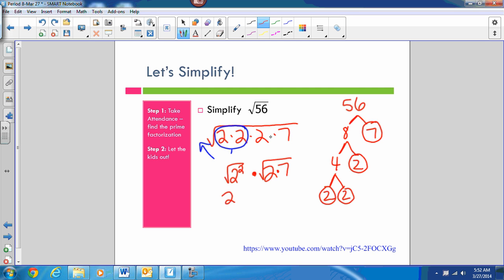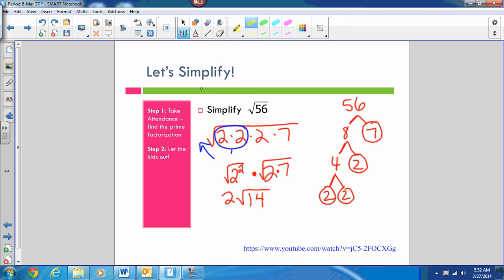Now, the 7 doesn't pair with the 2. They can't go out together. You have to have pairs of numbers. So the 2 and the 7 are going to end up staying inside. But this pair of 2's gets kicked out. We see one 2 outside, one pair of 2's outside, and we're left with 14 inside.